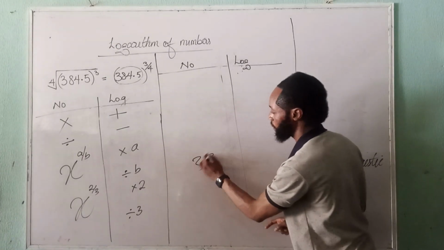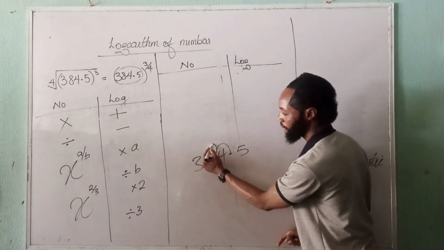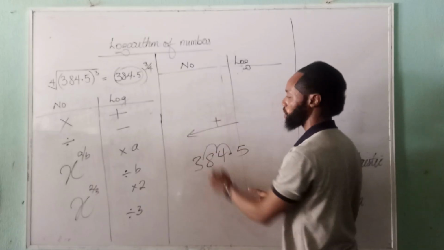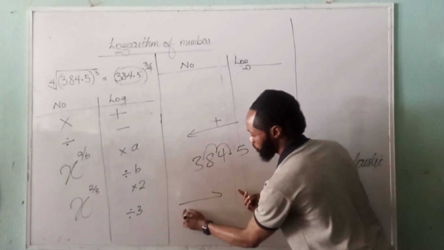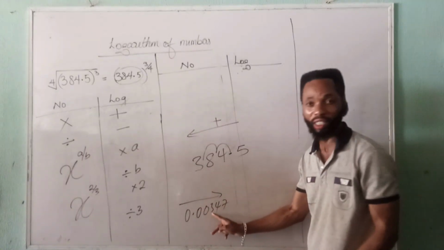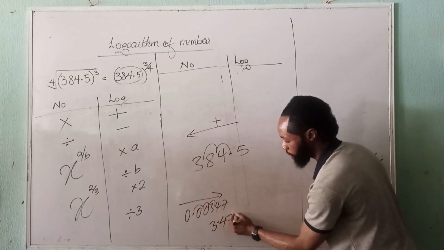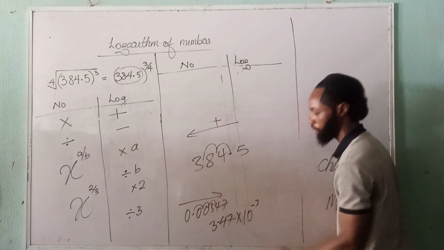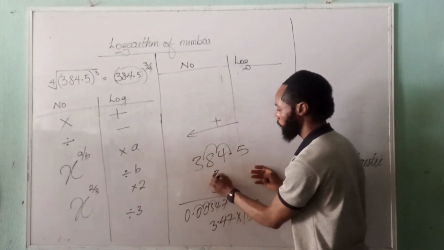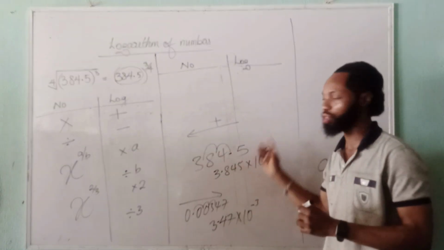So we have 384.5. If I take the point to the first significant figure, I move 1, 2. If your movement is in this direction, it's going to be positive. If your movement is the other way, in the case of, let's say, 0.00347, this is your first significant figure, so you're moving 1, 2, 3. It's going to be 3.47 times 10 raised to the power minus 3, because you move 3 times, coming from the negative. So in our case, this would be 3.845 times 10 raised to the power positive 2, because you move in this direction.